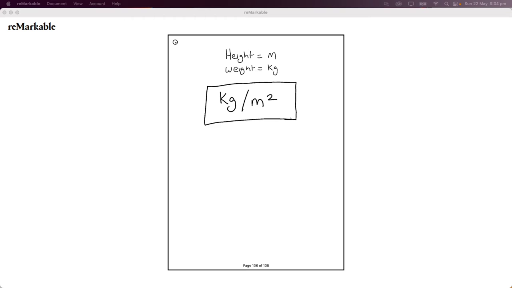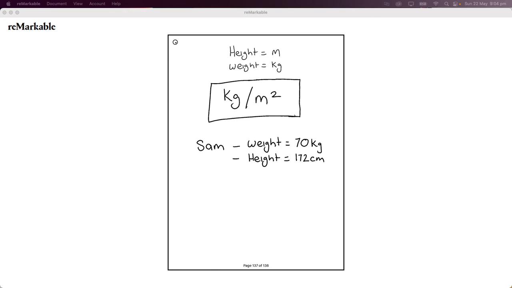Essentially, BMI equals kilograms divided by meters squared, so multiplied by itself. So just keep that in mind. Pretty easy. We just need to find out what our variables are and then work through that formula together. We do have an example. We've got Sam. Sam weighs 70 kilograms, and his height is 172 centimeters. We'll work through that formula together.